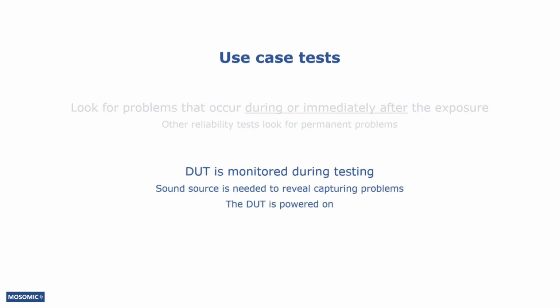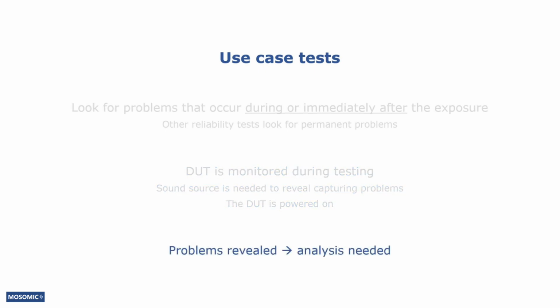In many cases, the method used to reveal problems is to monitor the output of the microphone during testing, either by ear or with an electrical audio analysis system. A sound source is needed next to the microphone to provide a sound input to the microphone during the test. The DUT microphone must naturally be powered during the test. If problems are noticed during the tests, the problem should be analyzed and the reason, the root cause, should be eliminated to make sure the problems won't happen in the hands of the end customer.